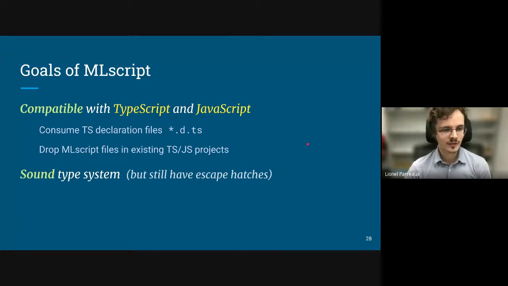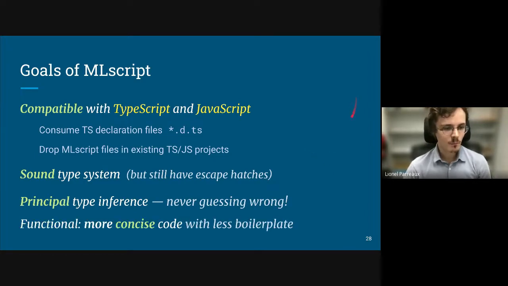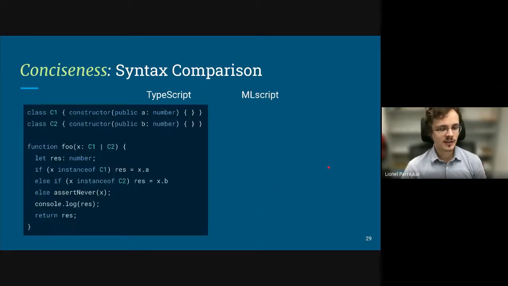We also want to have a sound type system. So we still have unsafe casts, like most actual practical programming languages, but we want that if the user has not used any casts, then the program is provably type correct, in the sense that you won't have a runtime type error. And moreover, we want to have this nice notion of principal type inference, which means that all the parameter types and all the return types are inferred, and the type inference engine doesn't guess wrong, right? And as a more anecdotal advantage, we also would like a more concise syntax, which is expression-oriented and that has less boilerplate. So let's look at this last point first.